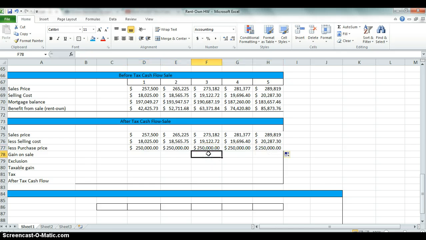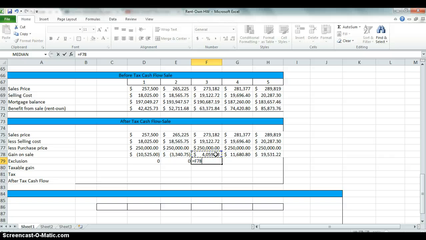This chart will help us analyze everything that will happen if we sell the house in the first year, in the second year, and third year. That's why we're using the same purchase price for everything. Now for gain on sale, we're going to do equal sales price minus selling cost minus purchase price, and then we will drag this down. Now for exclusion, we have 0 in the first one, 0 in the second one because those values are negative. Then we can qualify this 4,000 for exclusion, same thing with the 11,000, and then 19,000 for exclusion.